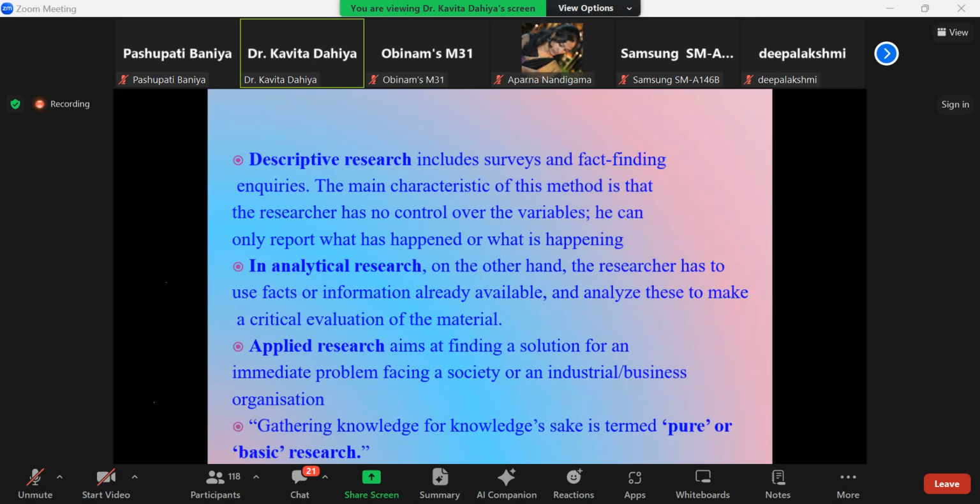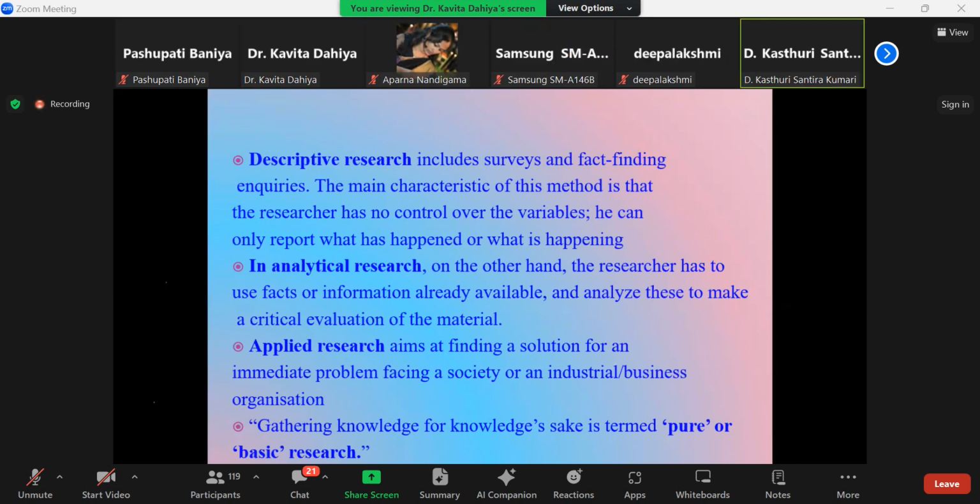Another one is analytical research. Here you are analyzing the things. Some statistical ways are applicable here, and in this analytical research, the researcher has to use facts and information that are already available, and you are analyzing these to make a critical evaluation of the material.